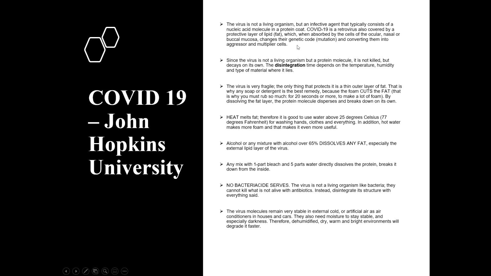Now, that's your typical virus, but COVID-19 has a couple of specific things. It is a retrovirus, which means it's an RNA virus, and it also has an additional protective lipid layer. So remember, lipids are fats, and so when absorbed by the cells of the ocular, nasal, or buccal mucosa, which are also fat-based, that changes their genetic code and mutates them and converts them into aggressor and multiplier cells.